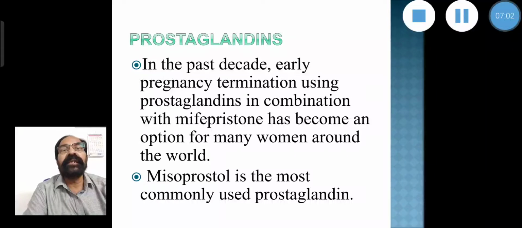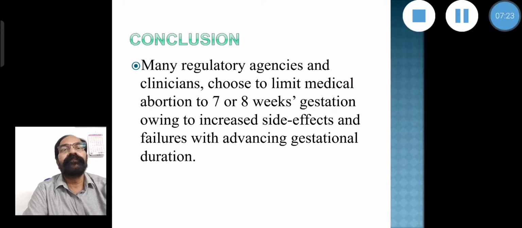Prostaglandins. In the past decade, early pregnancy termination using prostaglandins in combination with mifepristone has become an option for many women around the world. Misoprostol is the most commonly used prostaglandin. So many regulatory agencies and clinicians choose to limit medical abortion to 7 or 8 weeks of gestation, owing to increased side effects and failures with advancing gestational duration.